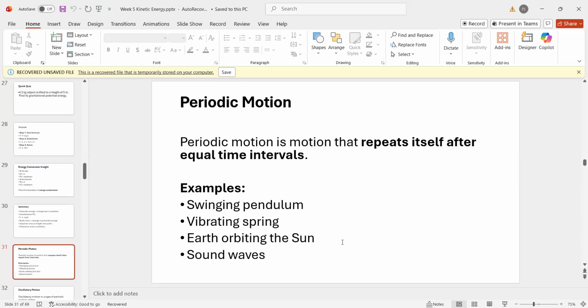When we talk about the swinging pendulum, the experiment that we have done in SHS, you hold the bob, you tilt it, it goes to and fro. And we have vibrating springs. You tie the spring, it vibrates. And the earth orbiting around the sun. So at every point, there is a time. And sound waves.